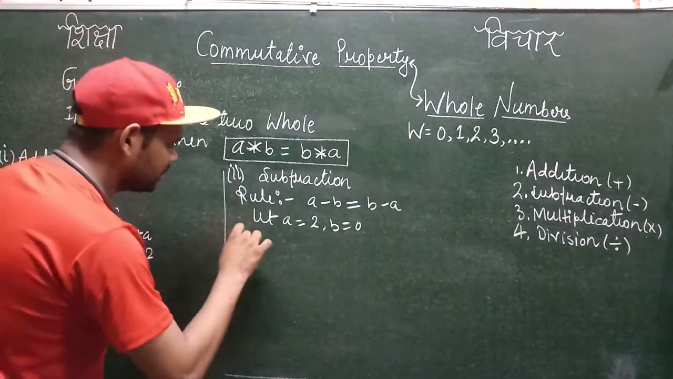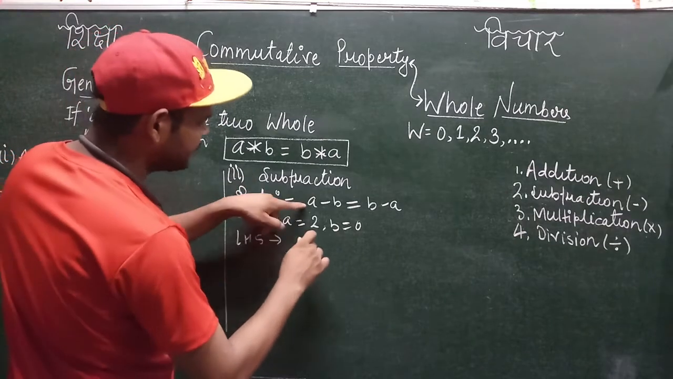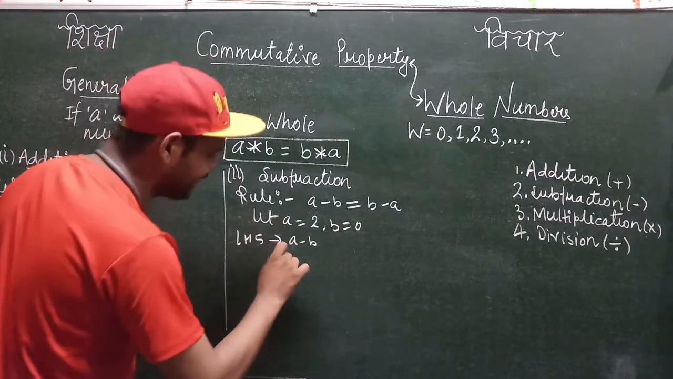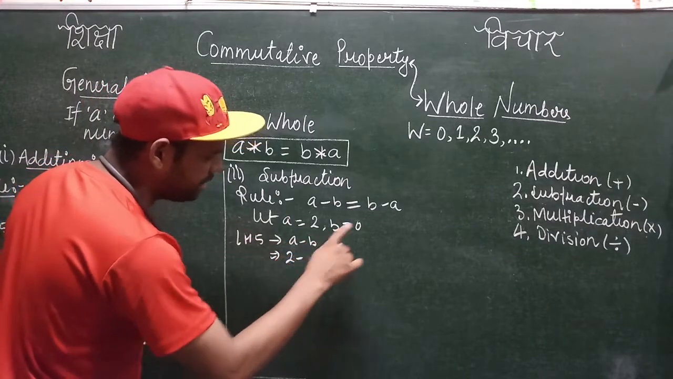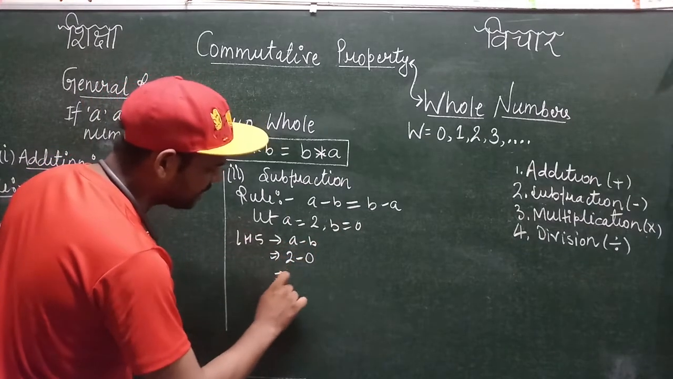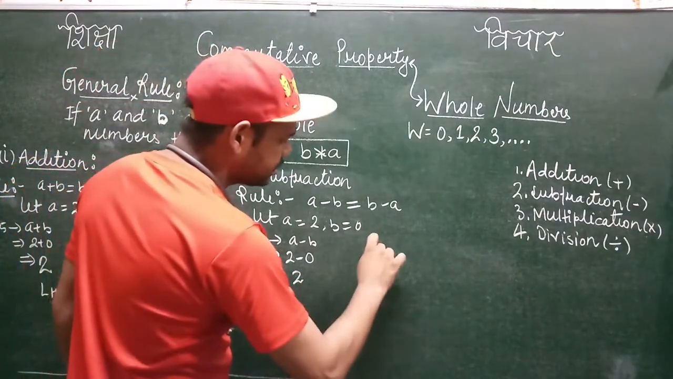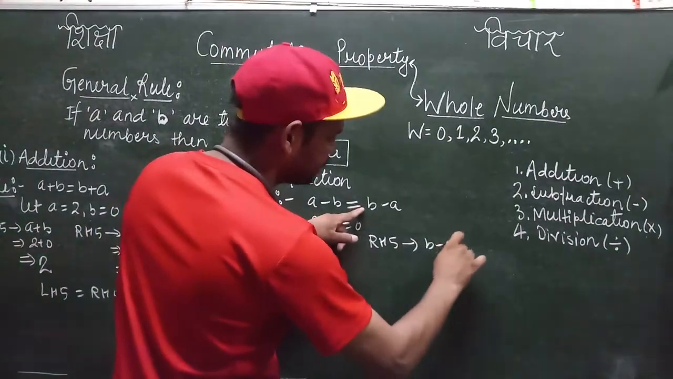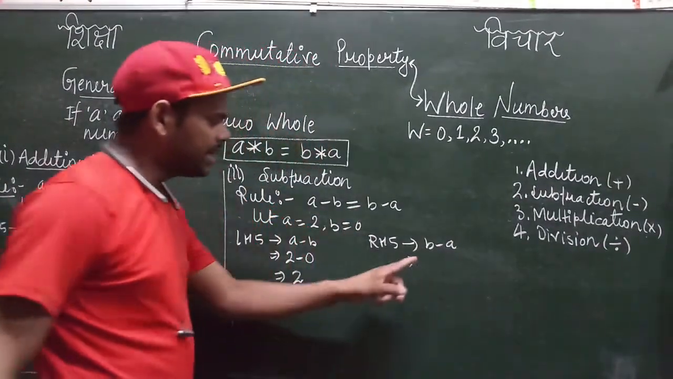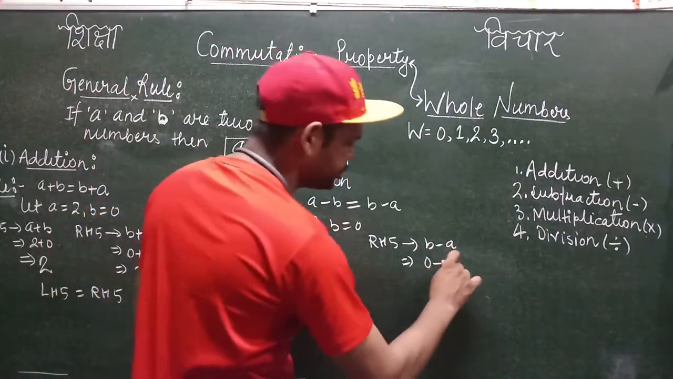Now what is the value of the left hand side? Left hand side is A minus B. Put the values of A and B here. A is 2, B is 0. This implies 2 minus 0, that is again 2. But what is the right hand side? That is B minus A. Put the values here also. B is 0 and A is 2, so 0 minus 2.